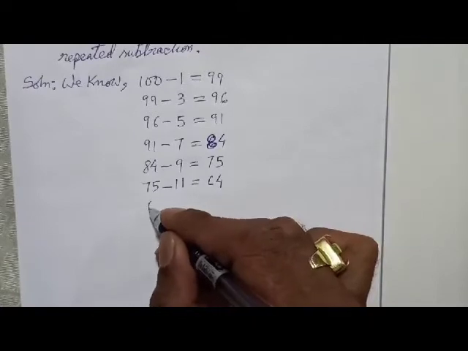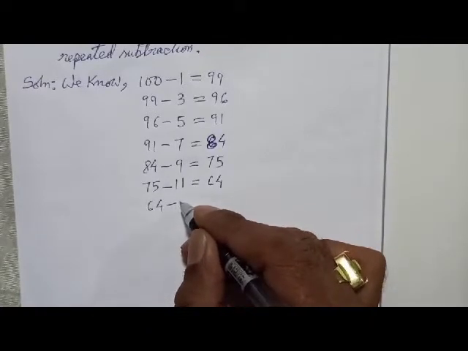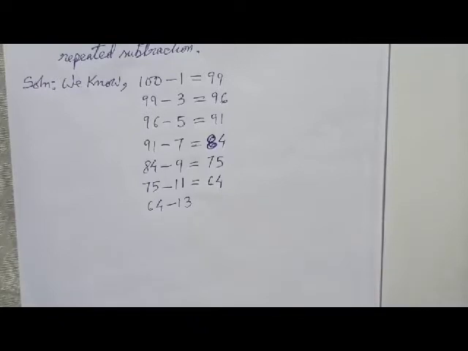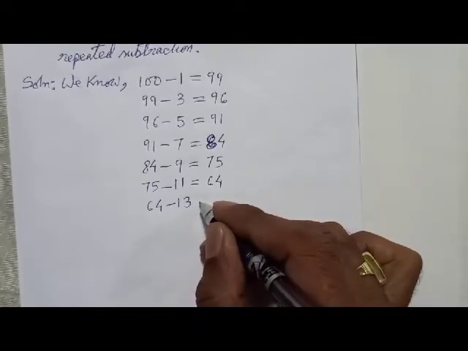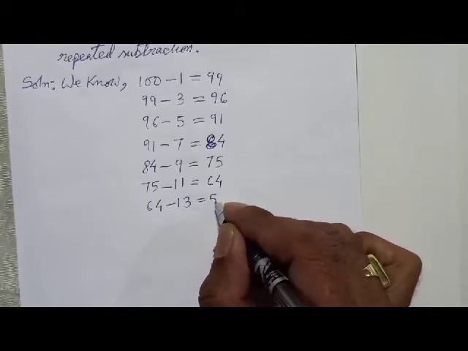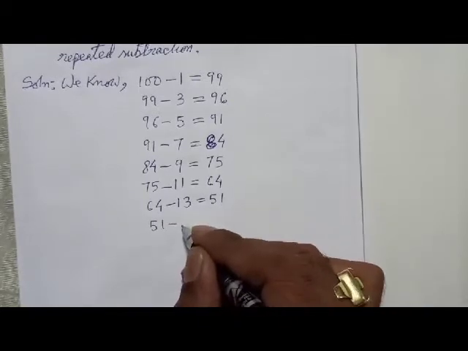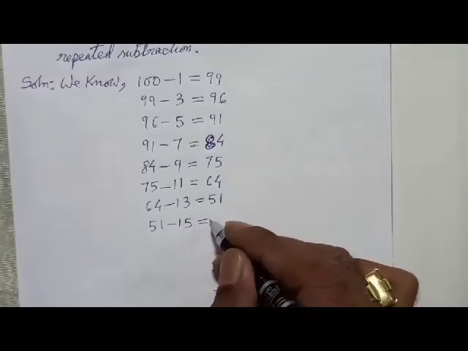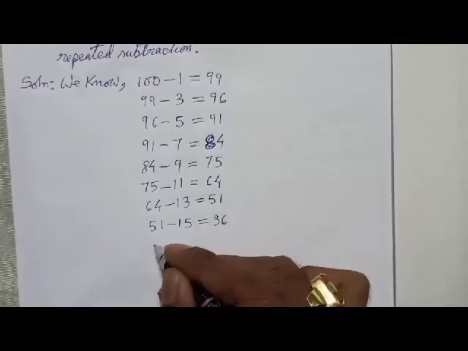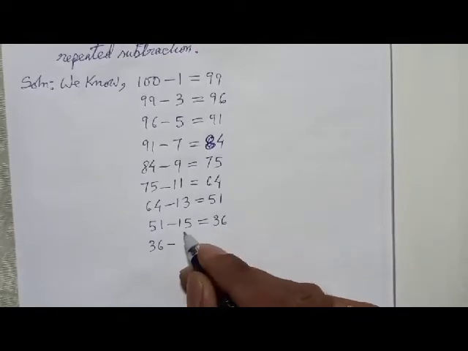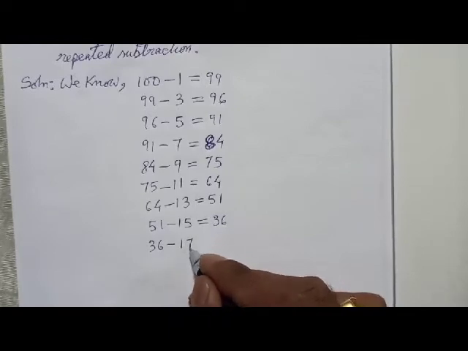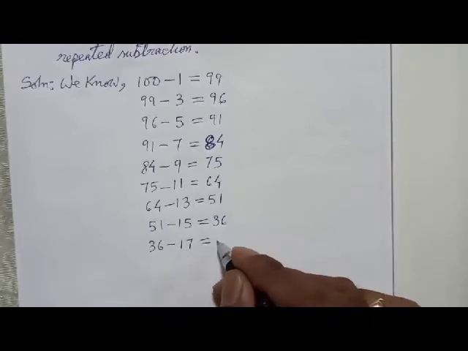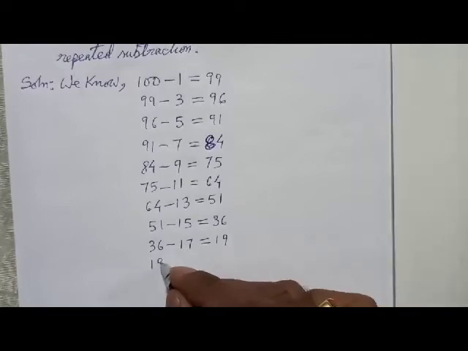64 is what we get. Then 64 minus the next odd number, 13. If we subtract, we are getting 51. Then 51 minus the next odd number, 15. If we subtract, we are getting 36. 36 minus, after 15, the next odd number is 17. 36 minus 17 is 19. Then 19 minus 19, and we are getting 0.